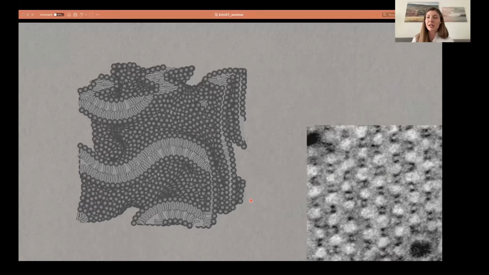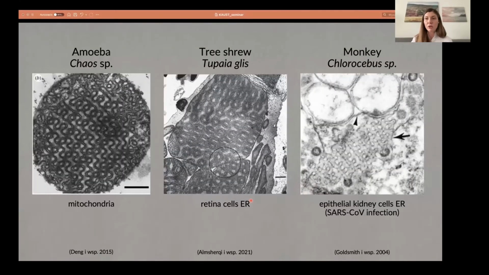But I would like to stress that such cubic membranes are not only present in plants, but they can be found in almost all kingdoms of nature, in all eukaryotes, from protista to mammals. And they can be formed from several different types of membranes, from plasmalemma, endoplasmic reticulum, through inner membranes of semi-autonomous organelles, and even nuclear envelopes. Here you can see three examples. In amoeba, membranes of the mitochondria during the starvation of this organism. In tree shrew, the ER of retinal cells of this organism. And in Chlorocebus, in monkey, this is the example of epithelial kidney cells infected by SARS-CoV virus, and the ER then forms the cubic arrangement.